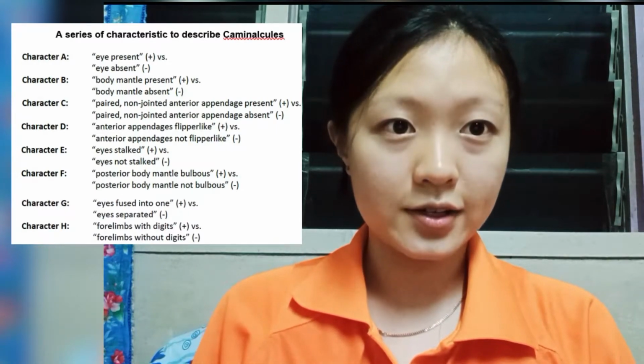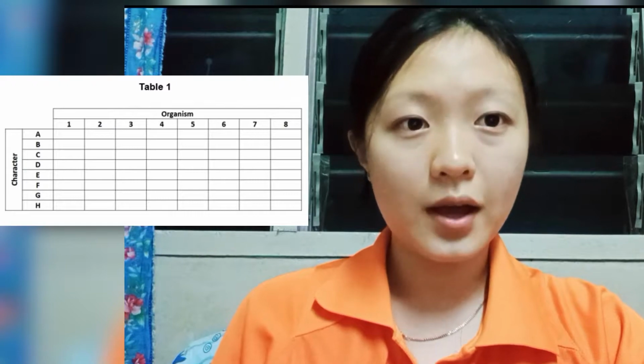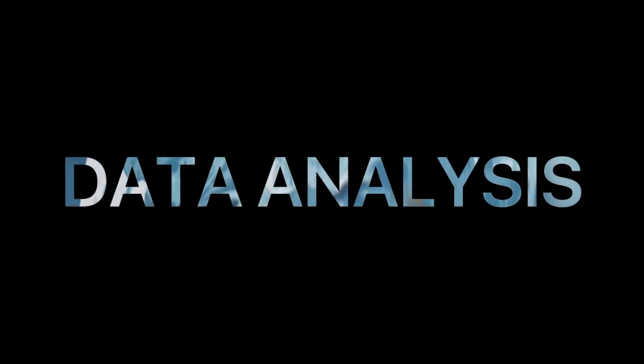The objective of this task is to construct a cladogram by using a set of hypothetical organisms called caminicles. For procedure, first, examine the 8 different caminicles based on the characteristics given. Second, we need to determine which characteristics each organism has. Then, in the table below, place a plus symbol in the box if the organism has the characteristic. The final step is to draw a cladogram showing the hypothetical evolutionary relationship of the caminicles.